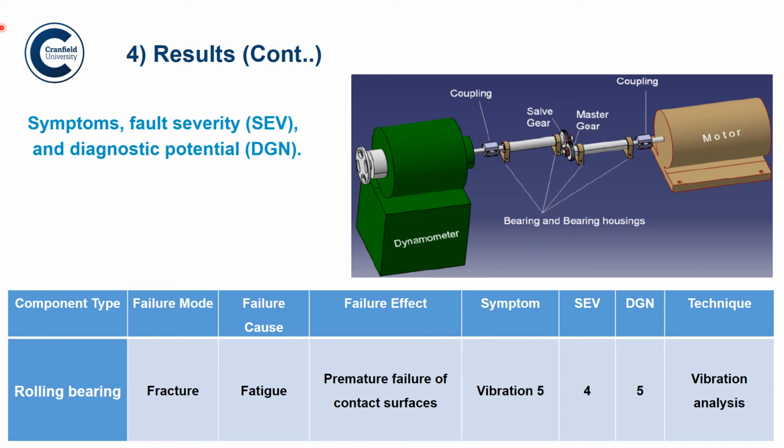Here is another example. A component that has high significance in failure analysis is the bearing, based on the AFMEA analysis. Therefore, another query can be applied to determine symptoms and fault severity, but also to determine the faults with highest diagnostics potential. Consequently, the most critical failure mode is a fracture, as you can see here, and the typical failure mechanism for this is fatigue. And here are the symptoms, severity, and diagnosis.